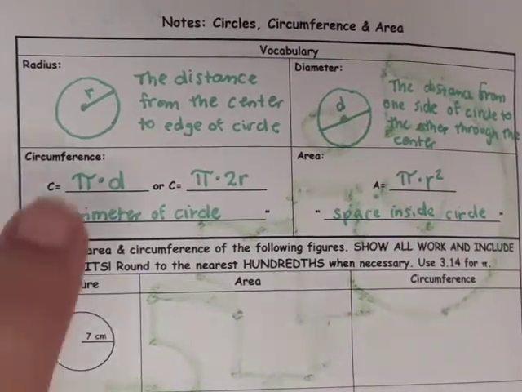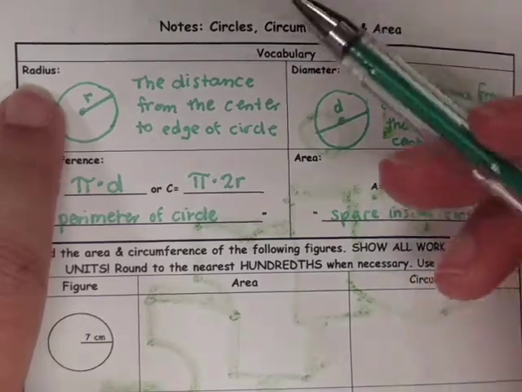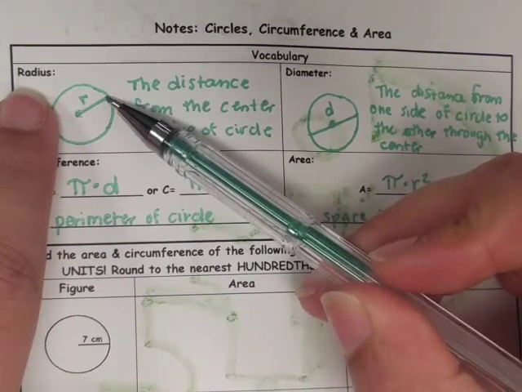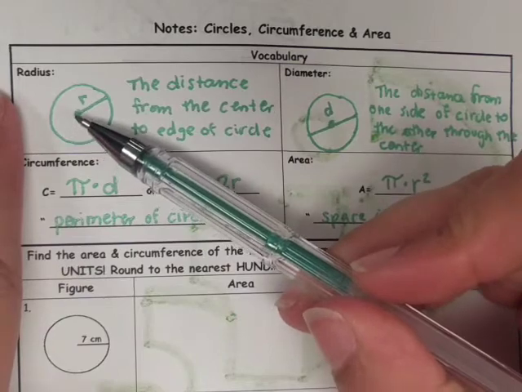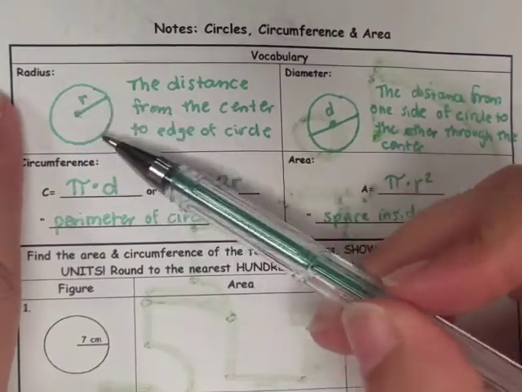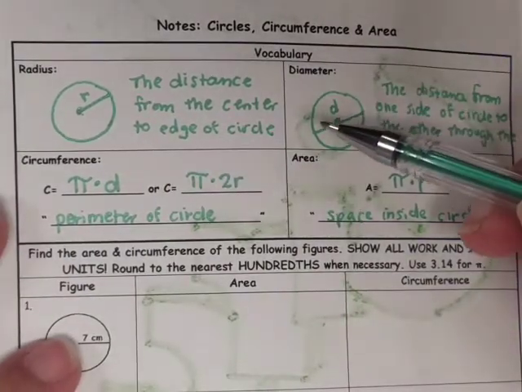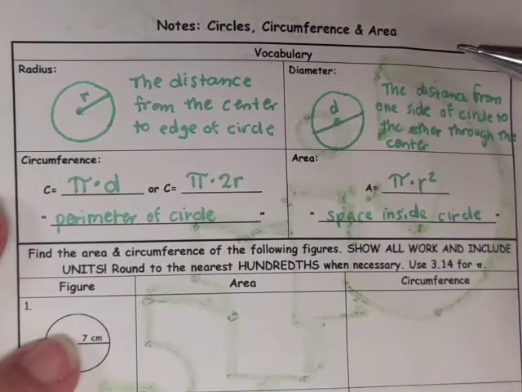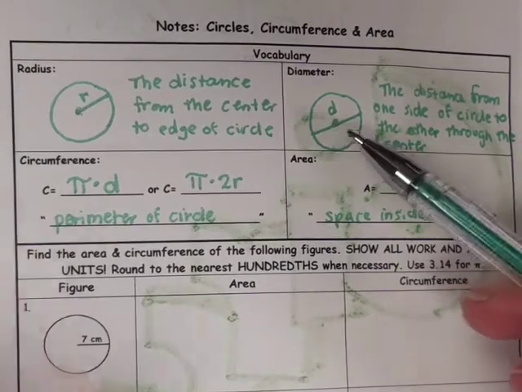The first vocabulary word we're going to take care of is the word radius. So radius is the distance from the center of the circle to the edge of the circle. And it's the same wherever you draw from the center to the outside. So it doesn't matter where you draw it, the radius will always be the same for that circle. The diameter goes from side to side and goes through the center. So really it's two radii put together.